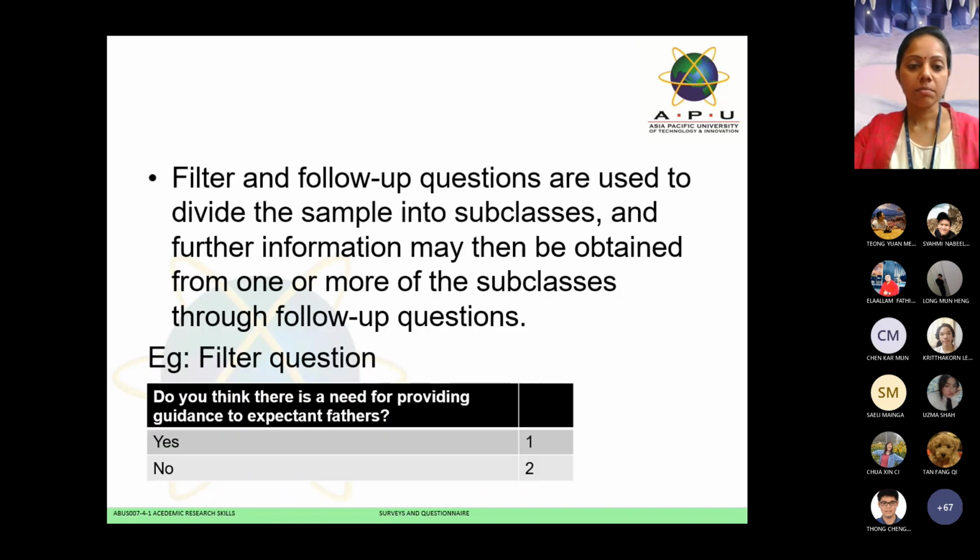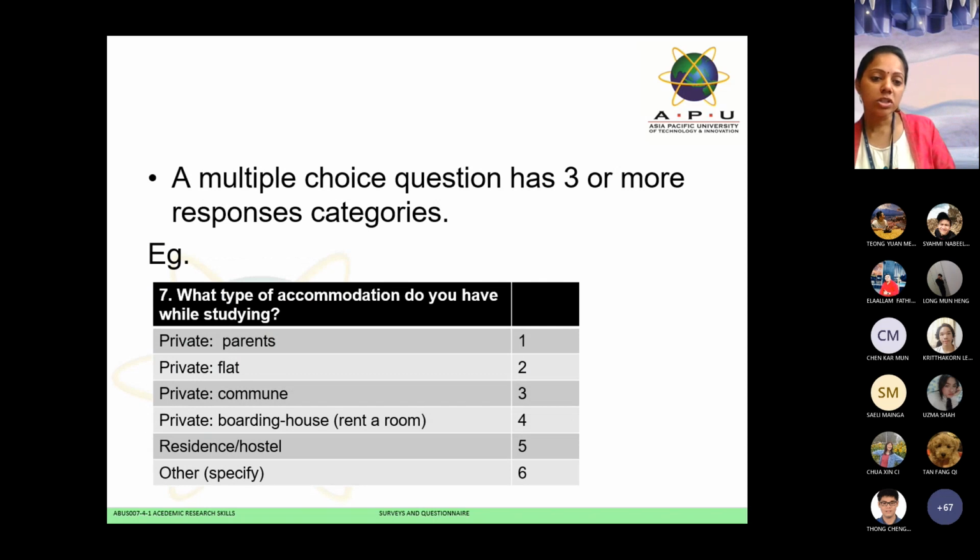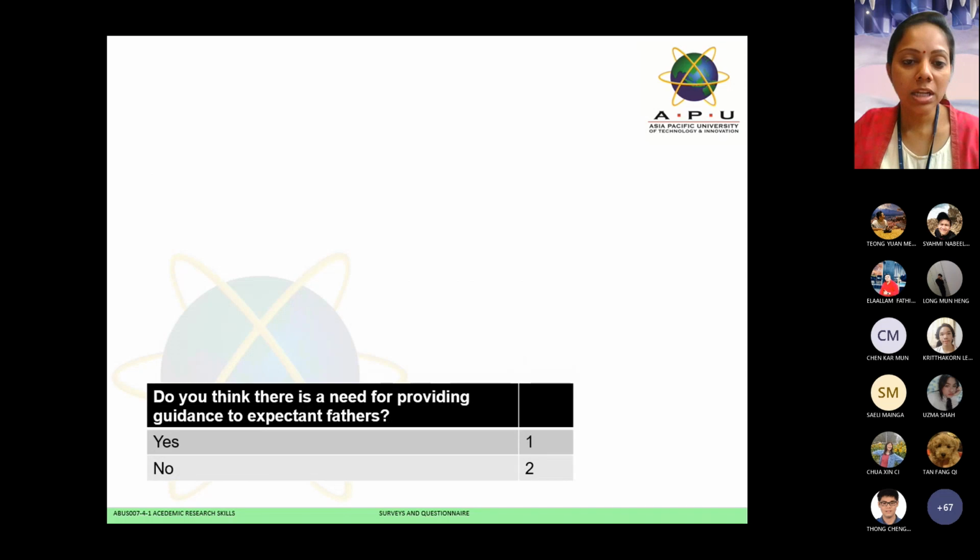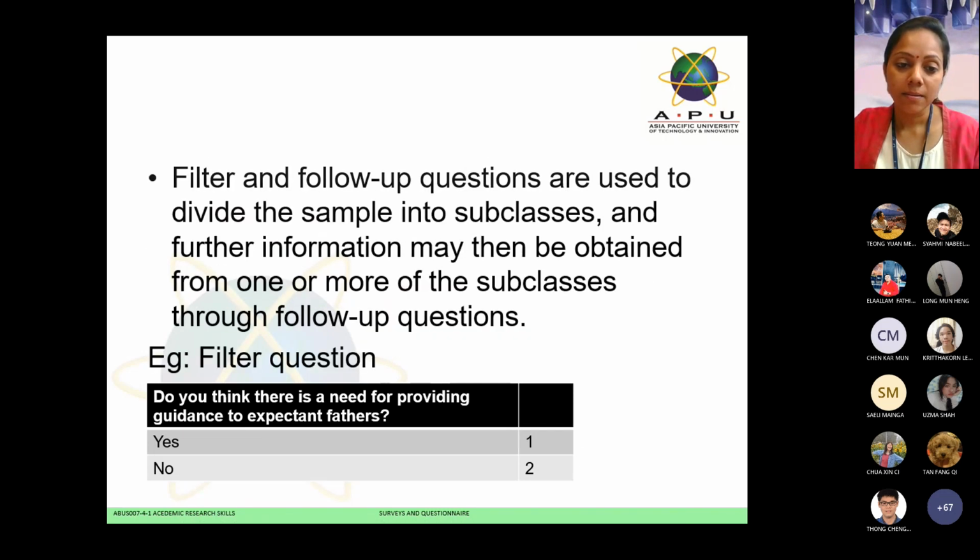I don't have an example. Yeah, this is a follow-up question. So whenever there's a follow-up question, you must have a filter question also. What type of recommendation do you have while studying? Do you think, okay, for example, this one: do you think there's a need for providing guidance to expectant fathers? So that's a follow-up question. After a follow-up question, you should have a filter question like this.